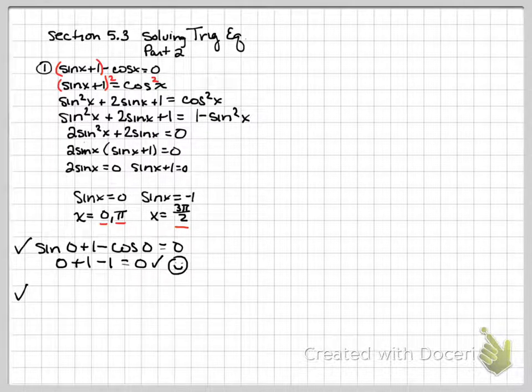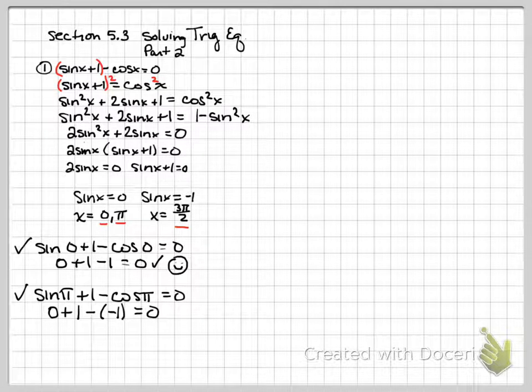Let's try pi. So we want the sine of pi plus 1 minus the cosine of pi equals 0. Well, sine of pi is 0 plus 1. So far it's looking good. Minus the cosine of pi, well, that's negative 1. I'm going to end up with 2 is equal to 0. That's a no-no. Uh-oh. That's not good. So we're going to cross off that pi. It's not a good solution, so I'm just going to cross it off.